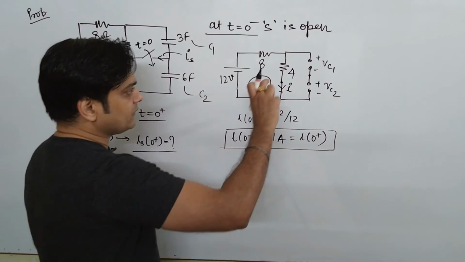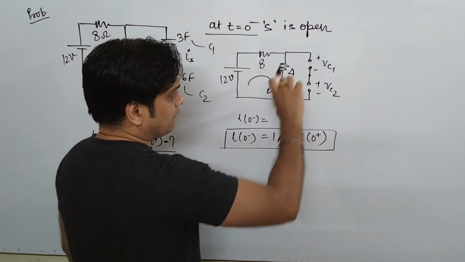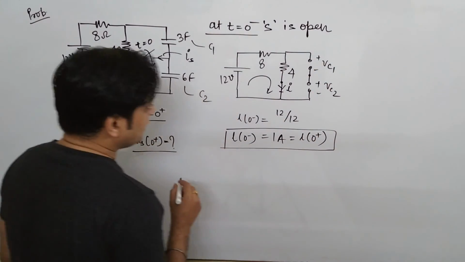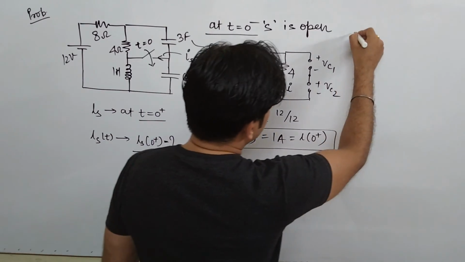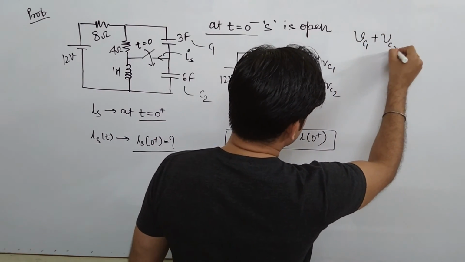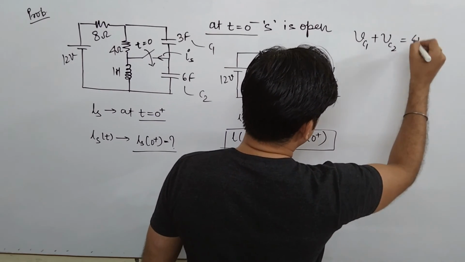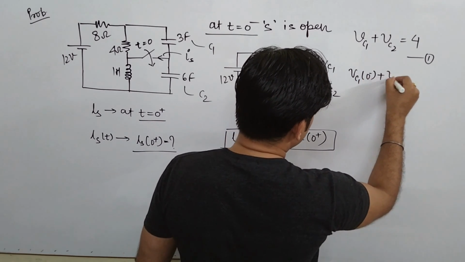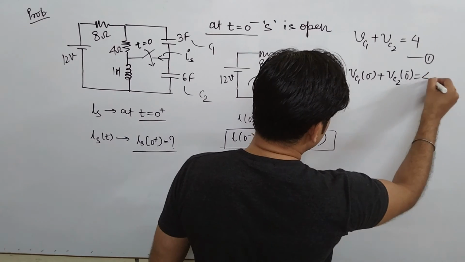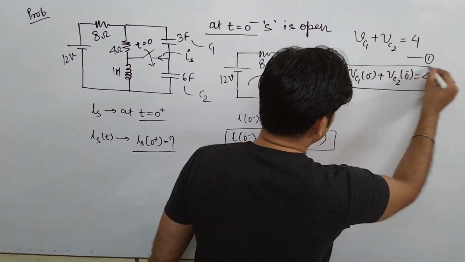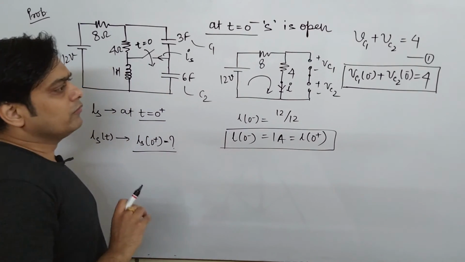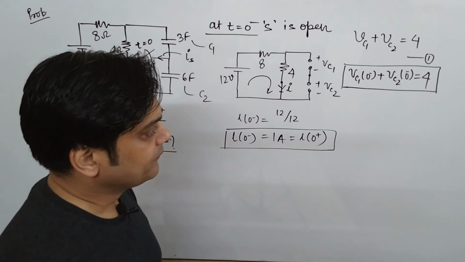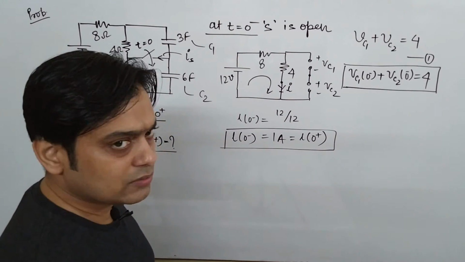Now, how do we find VC1 and VC2? A very important thing: both the capacitors will get charged. If you apply one KVL here, VC1 plus VC2 is 4. This is your first condition. That is, VC1(0-) plus VC2(0-) is 4. This is the overall voltage appearing here because of the current flowing through the 4 ohm resistance. Now your task is to find the values of VC1(0-) and VC2(0-).